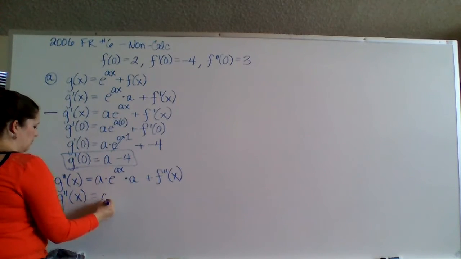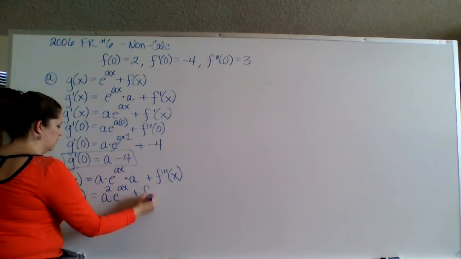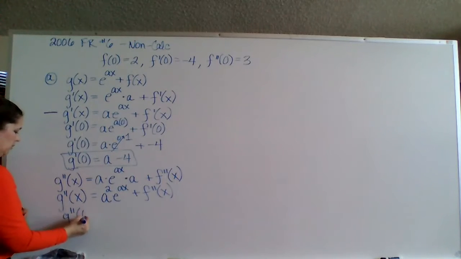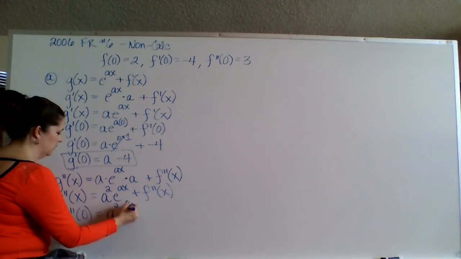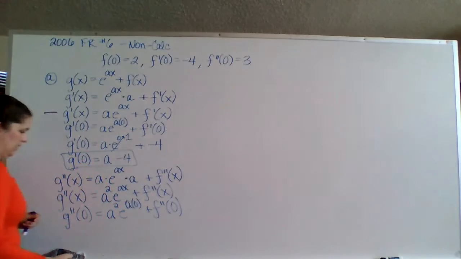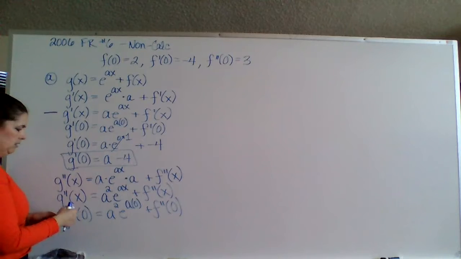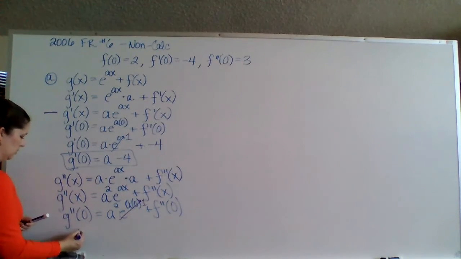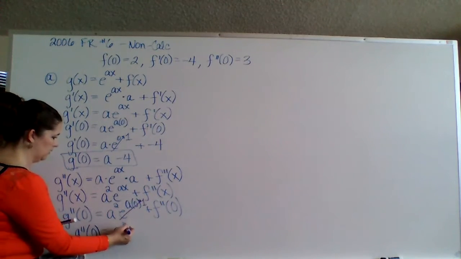So a times a, any base times itself would turn into that base squared, would be a squared times e to the ax power plus f double prime of x. And now every x we see we're going to replace it with a 0 on both the left-hand side and the right-hand side. So the a squared would stay a squared. E to the a times 0 would just be e to the 0. E to the 0 by definition turns into 1. So it would just be a squared times 1, which would remain a squared.